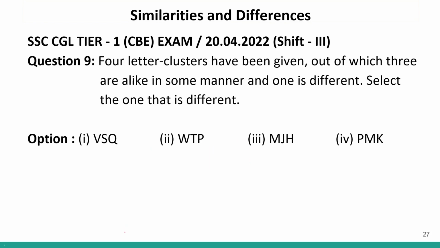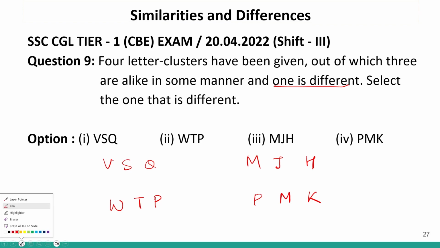Now, we have to find the one which is different. Treating them as separate series: WTP, MJH, and PM and K. So, I'll give them forward ranks quickly.